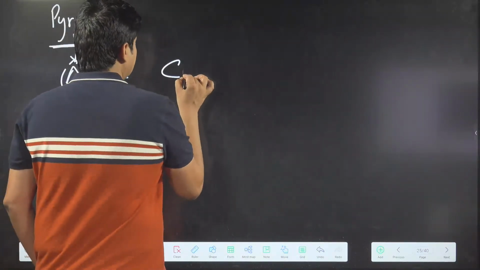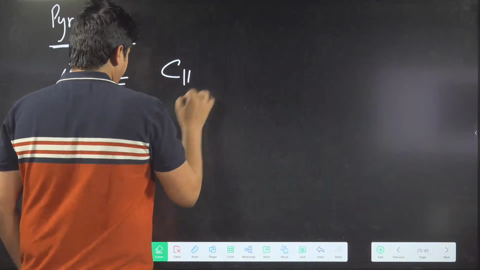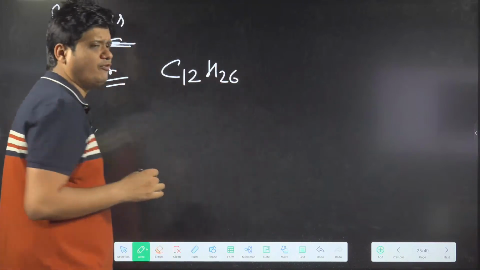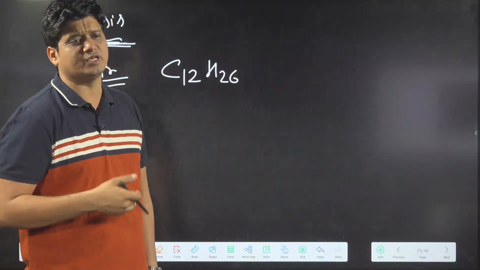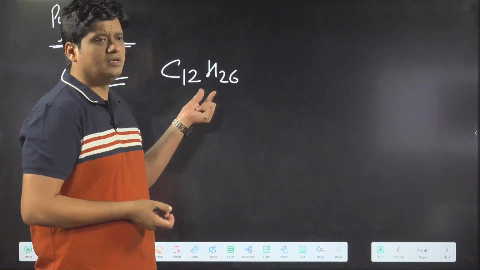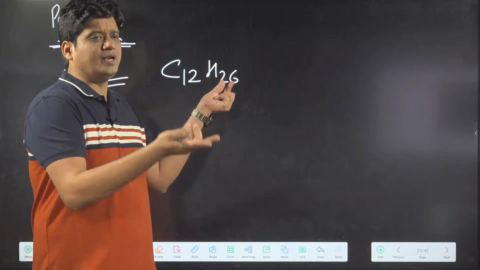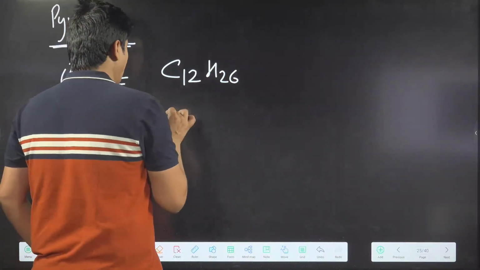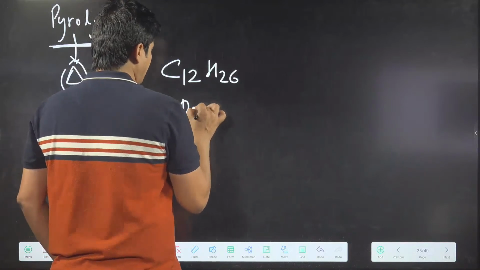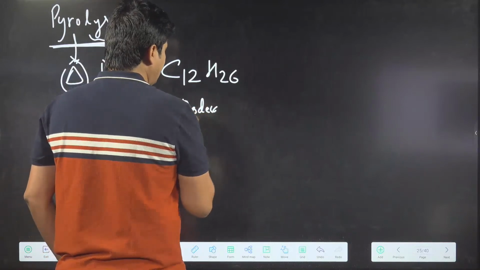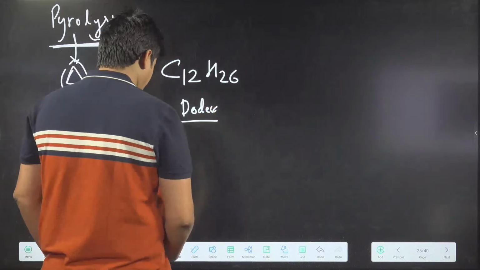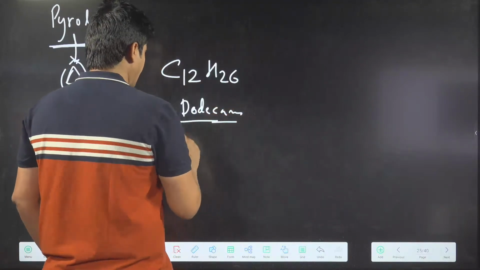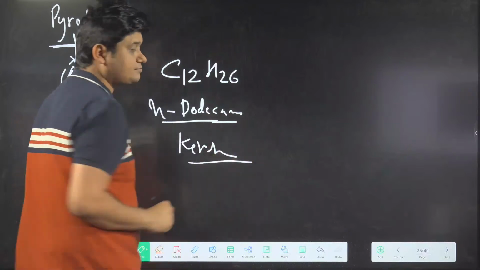One is C12H26. You know the formula of alkane is CnH2n plus 2. So for C12, 12 into 2 is 24 plus 2, 26. It is normal dodecane. It is the main component of kerosene oil.